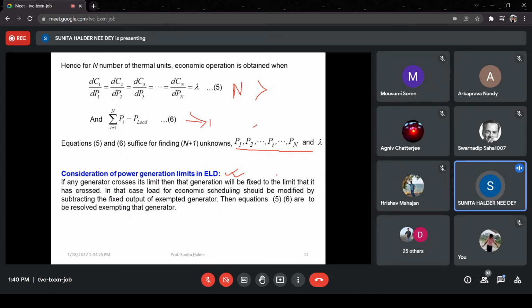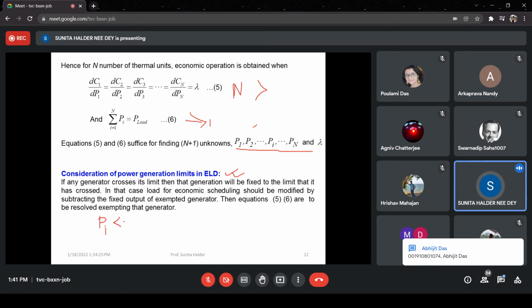If any generation is violating its limit, that means economic operation is suggesting that it should be either less than the minimum value or more than the maximum value. But that will not be possible. So in that case, we have to fix that generation at either the maximum value or the minimum value, depending on which side it has crossed the limit. So if, by the economic generation schedule, you are getting Pi less than Pi min, that is not feasible. So in that case, we have to fix Pi equal to Pi min.